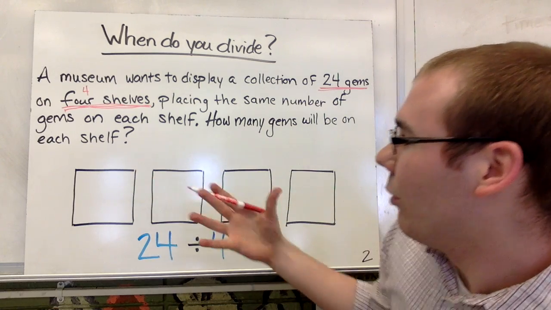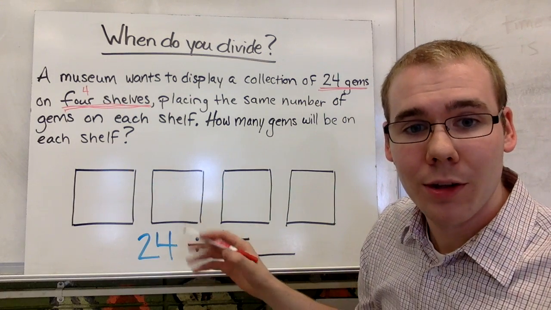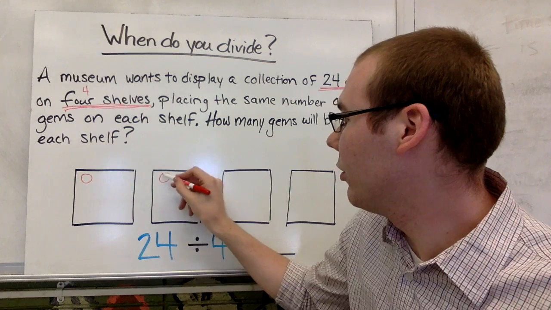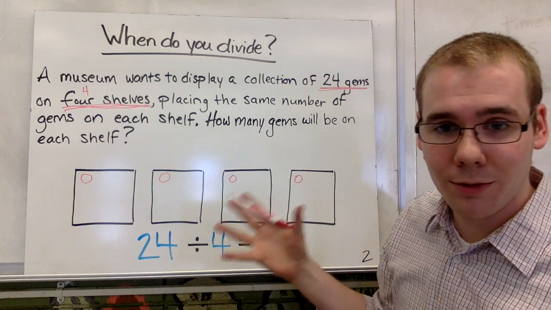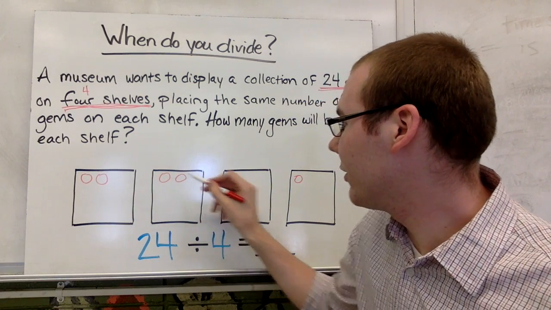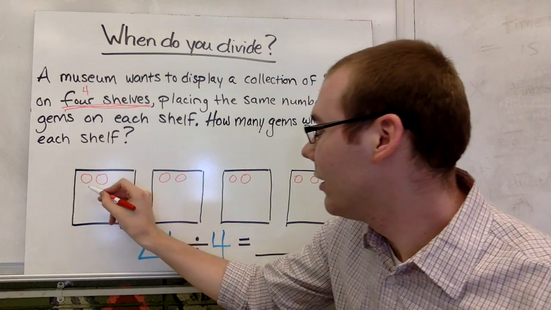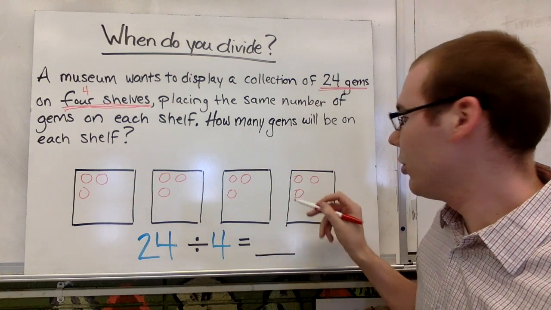So when we think about how many times can we keep adding until we get 24 gems evenly on these 4 shelves. So if I begin adding, I can go 1, 2, 3, 4. So I have 1 on each shelf, 4 total. And I can just keep going. 5, 6, 7, 8, not there yet, 9, 10, 11, 12.